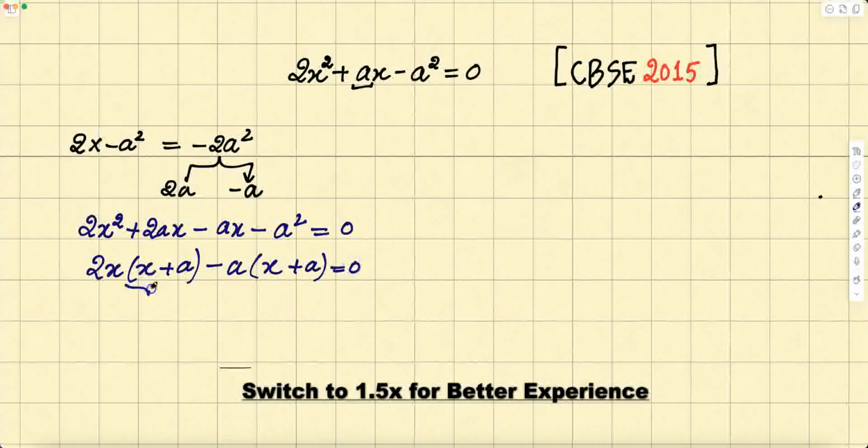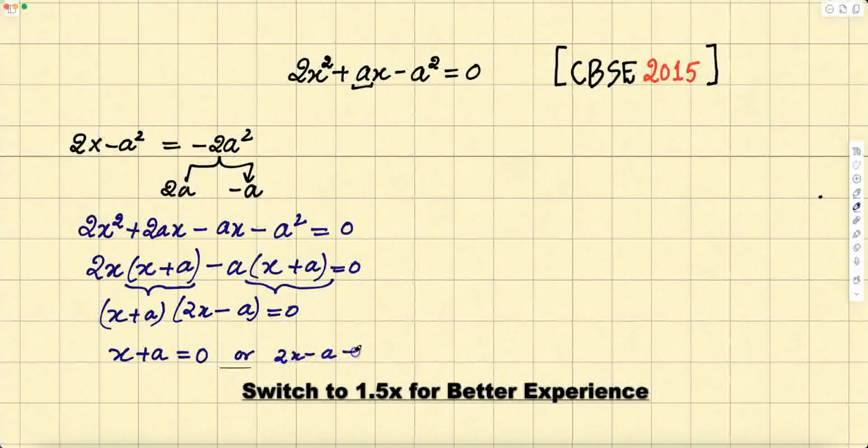Now if you can see here, we have the common value x plus a in both terms. So we can take x plus a common from here and you will get the value as 2x minus a, which is equal to 0. So there are two values of x that you will get. Either you can write x plus a is equal to 0 or you can write 2x minus a equals to 0. So the value of x that you will get is minus a, and the other value of x is equal to a over 2. Now this is the first method that you have.